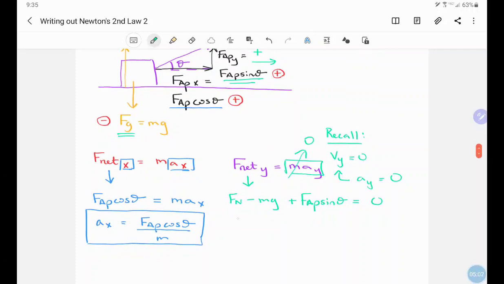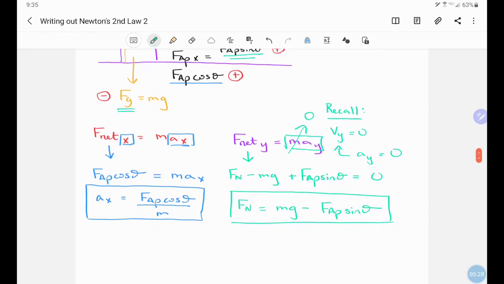Now, I could leave it at that, but I am going to, in preparation for beginning to start thinking about friction, solve this for F normal. So we have mg minus FAP sine of theta equals F normal.